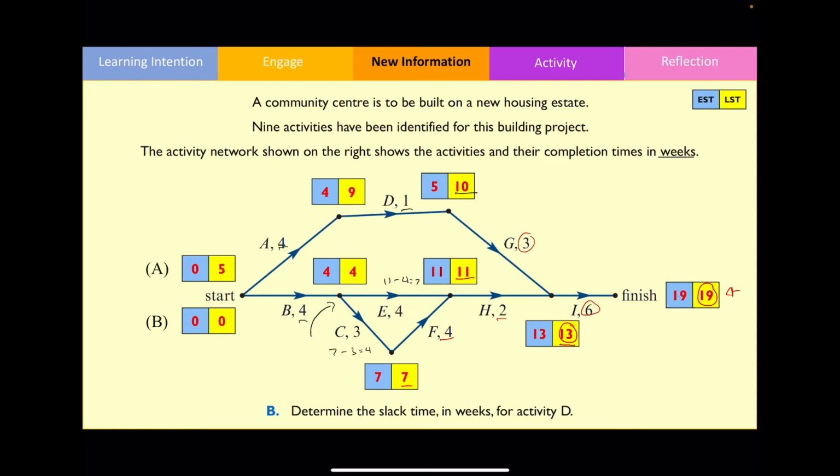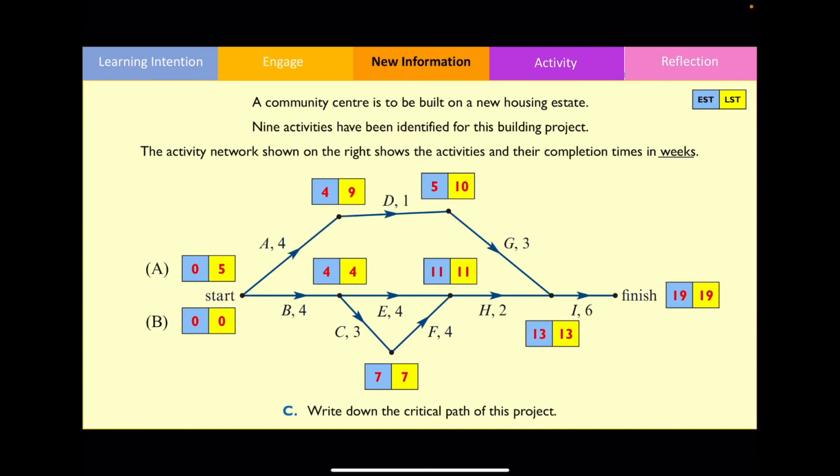Now that I've finished performing the backward scan, I can calculate the slack time for activity D. Recall that slack or float time can be found by taking the latest starting time and subtracting the earliest starting time. For activity D, the latest starting time is 9 and the earliest starting time is 4, so the float time or slack time is 5 weeks. This means you have up to 5 weeks to begin activity D without delaying the overall time to complete the project.